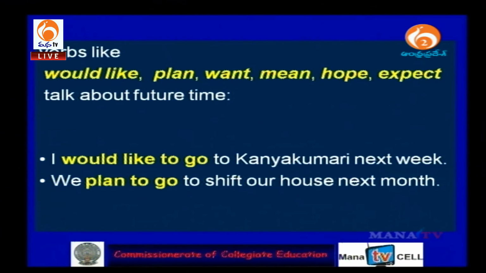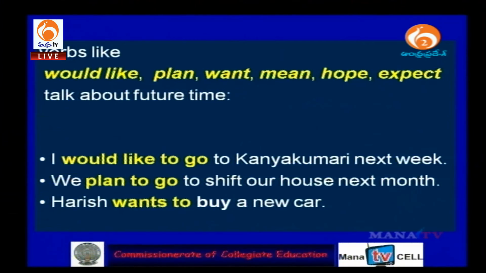Then, we plan to shift to another place next month. What am I going to shift? My house. So we plan to shift our house next month. Then the third example, Harish wants to buy a new car. See, the words like would like to, plan, etc. indicate a possibility of action.